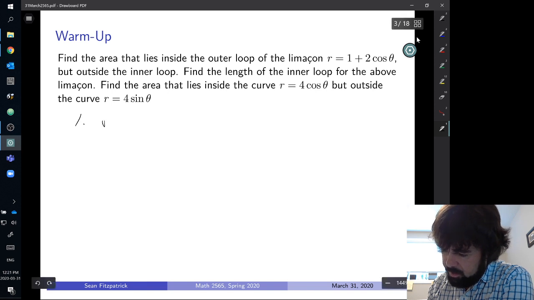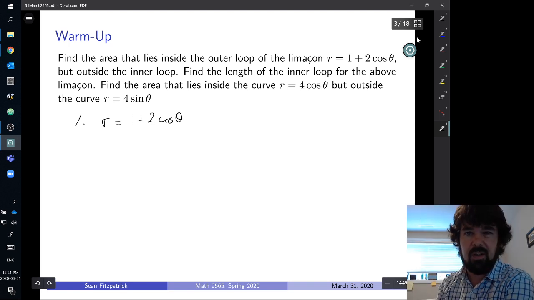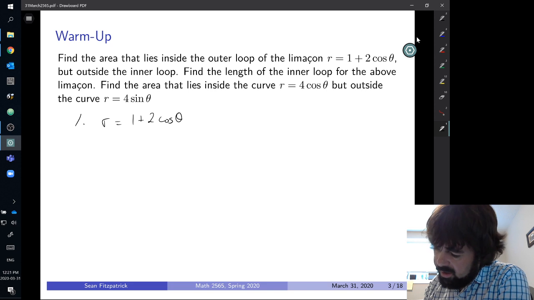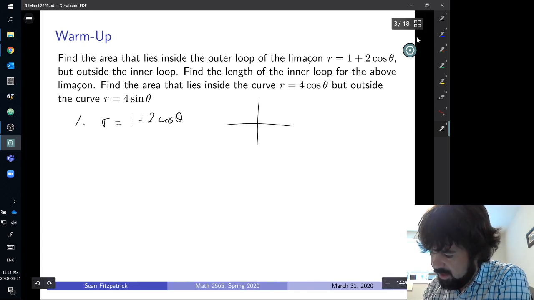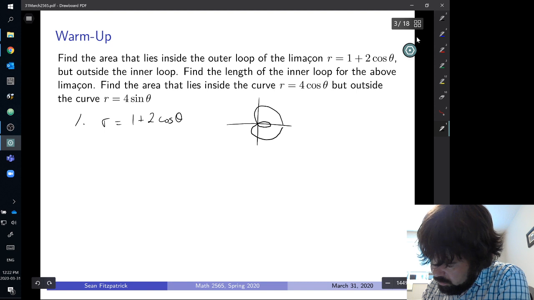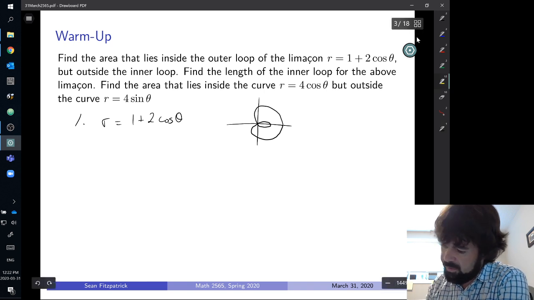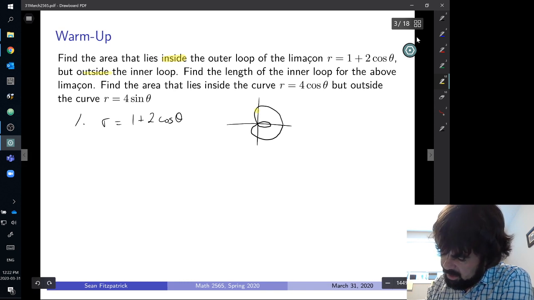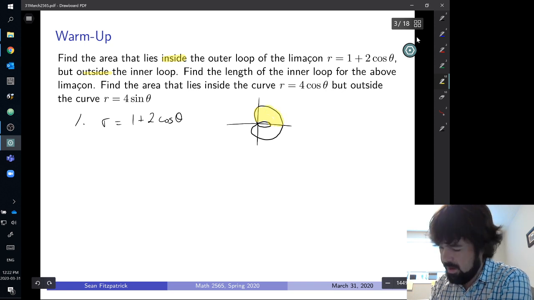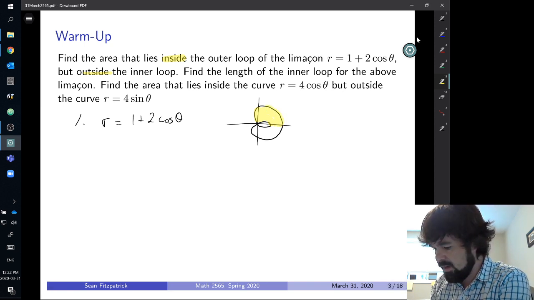First one, r is 1 plus 2 cos theta. I feel like we needed a couple more area examples. So this is one of these limaçons. Looks something like this. Through, around, around, like so. Okay, that's the curve that we're looking for. So the first one wants the area that is inside the outer loop but outside the inner loop. So we want kind of that area. Did we do this one last time? I feel like we might have done this one last time.